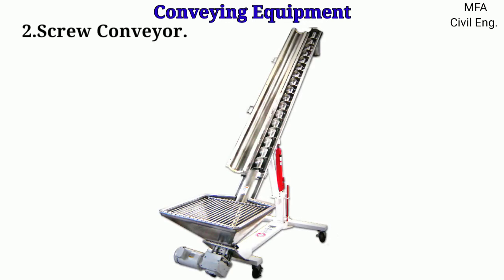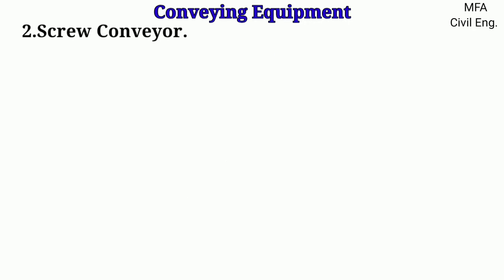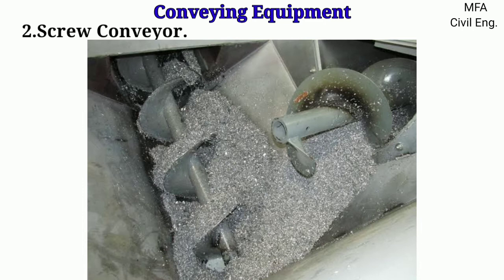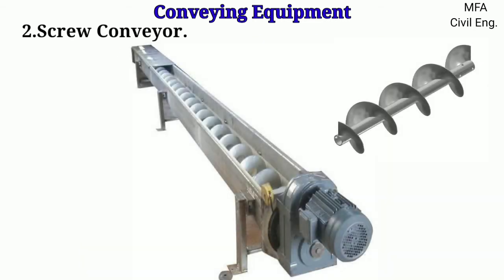Screw conveyor is widely used for handling granular or pulverized material. The quantity of material conveyed is less as compared to the belt conveyor, but at the same time the cost is also less. A screw conveyor consists of a helix mounted on bearings at the end and at intermediate points and is driven by a motor from one end.